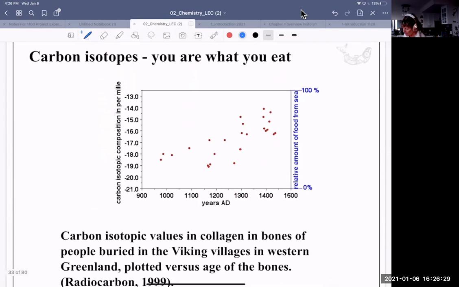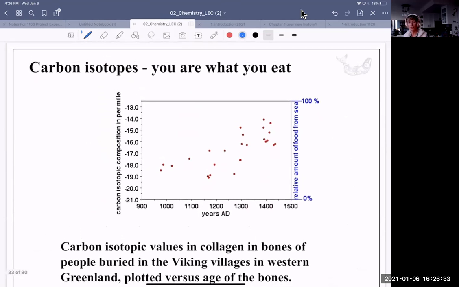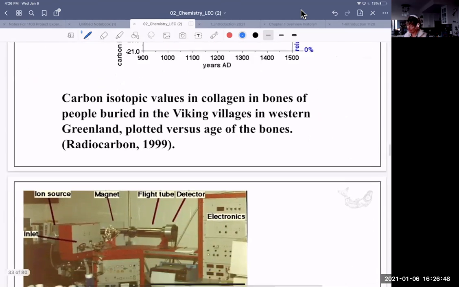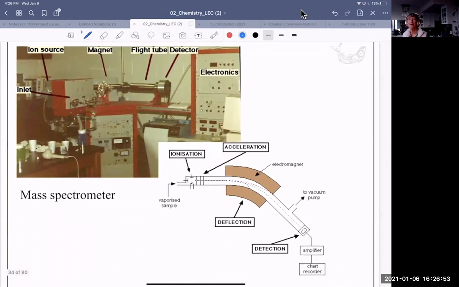And carbon isotopes can tell you where certain people lived, even due to the carbon isotopes in their diet. So plants have different signatures of carbon isotopes. You are what you eat. How do we find out? We use a mass spectrometer. Mass spectrometers can determine which elements are isotopes.